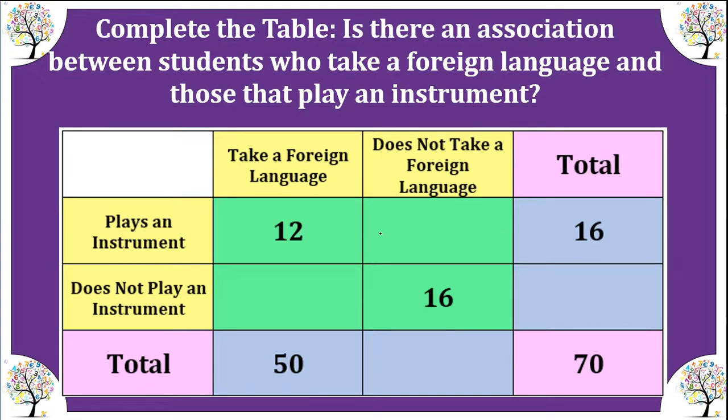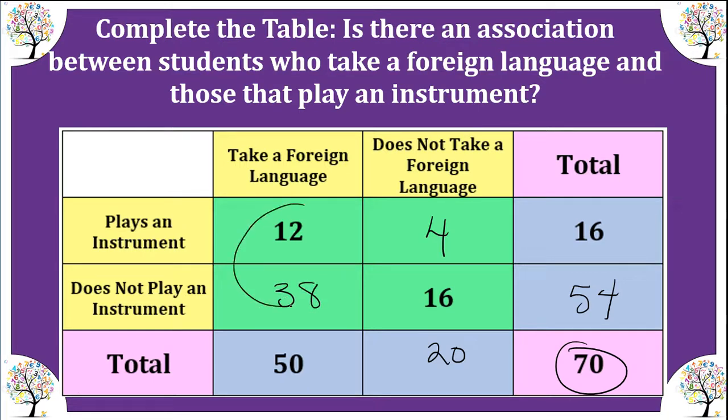So you can start anywhere. So I'm going to subtract 12 from 16. Then we're going to add those up. That does give me my total of 70 that was surveyed. And then we're going to subtract that. And then here we can simply subtract 12 from 50.